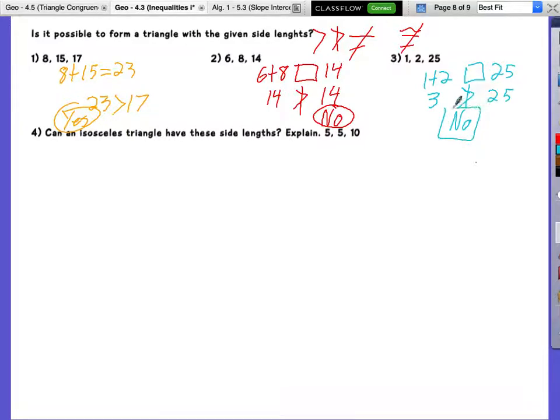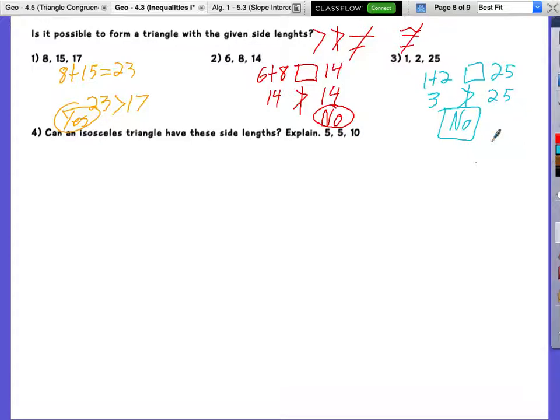Okay, so Sophia said, hey, we take 1 and 2 because they're the small sides. We compare them to 25, our biggest side, and we get 1 plus 2 is 3. And we realize that 3 is not greater than 25, it's smaller than 25. And so we're not able to form a triangle with this. So is it possible to form a triangle with the given side lengths? No, it is not.